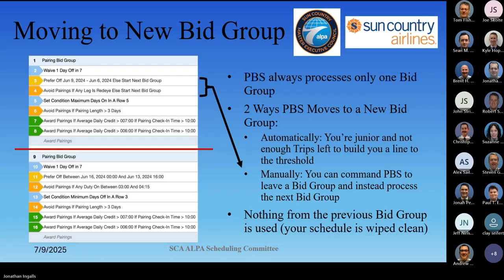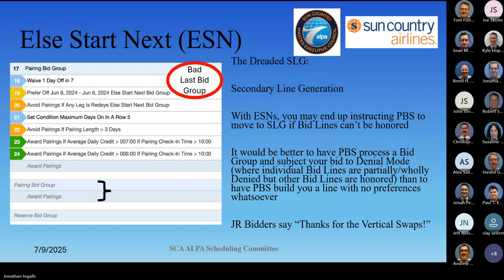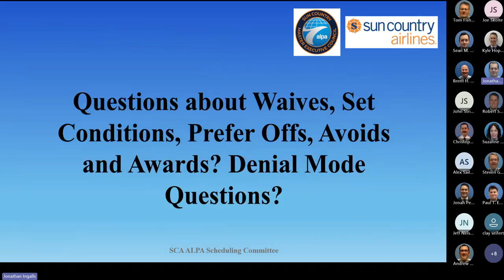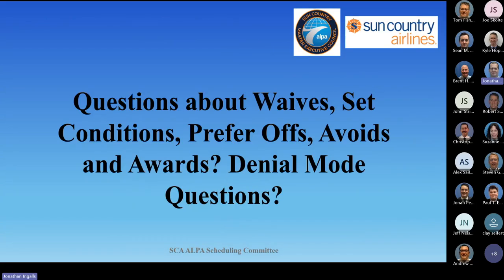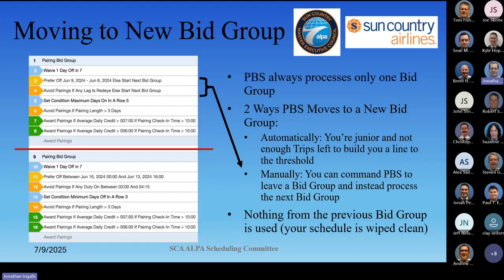So all of the examples that we've had so far, oops, going the wrong direction here. We've been talking about single bid group bids. Remember, a bid group is kind of like a bid strategy. So at some point you might say my bid strategy has failed and I want to move to a next bid strategy. That would be a new bid group.